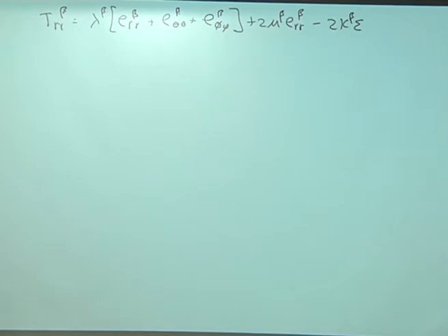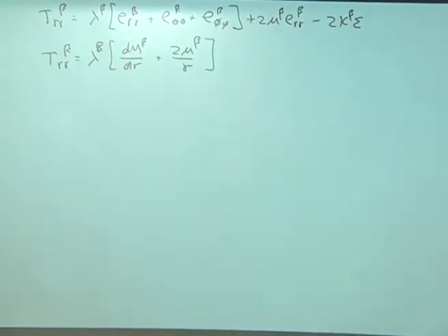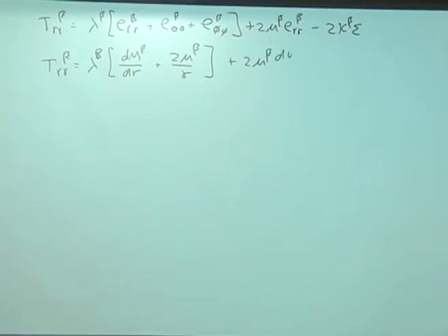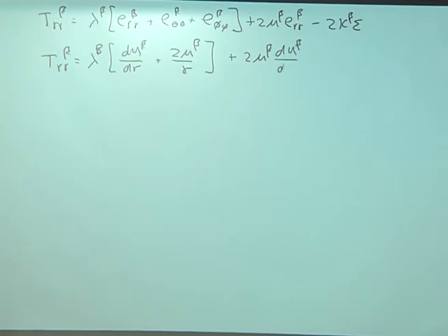And then if you put the definitions of the displacements in terms of these strains in the equation, you get ERR is equal to du dr beta. And these two things are exactly the same. So it's just 2 mu beta over r. So they sum together. Epsilon.